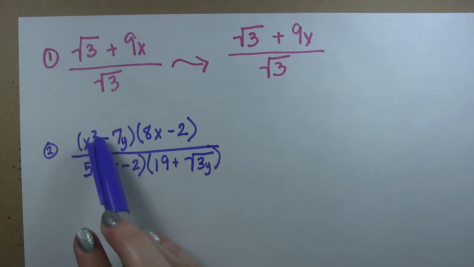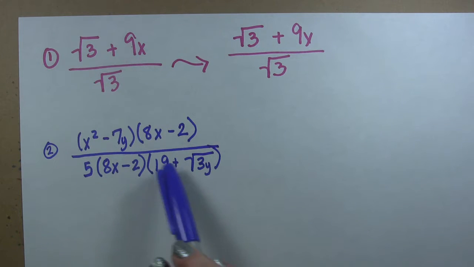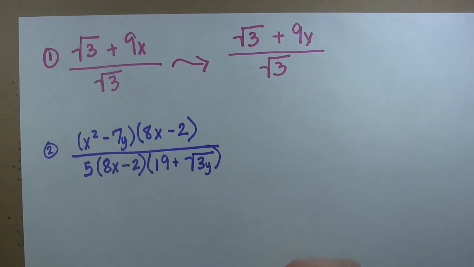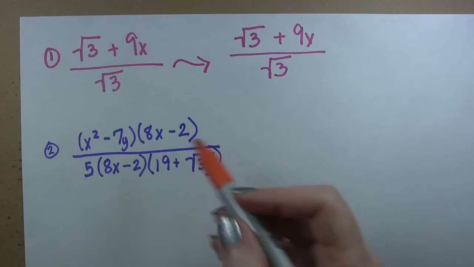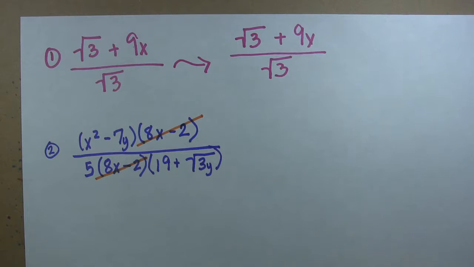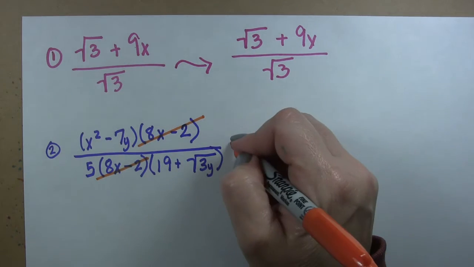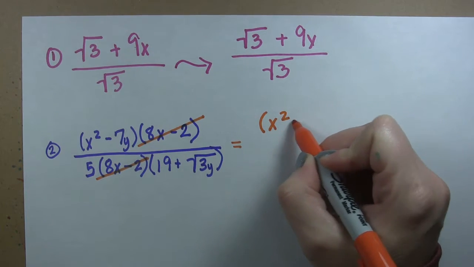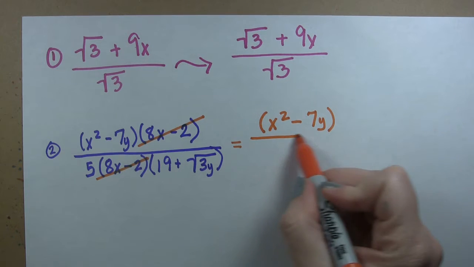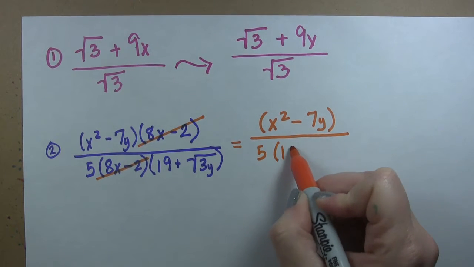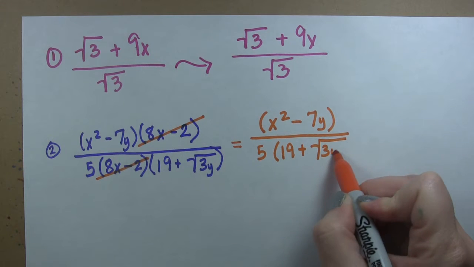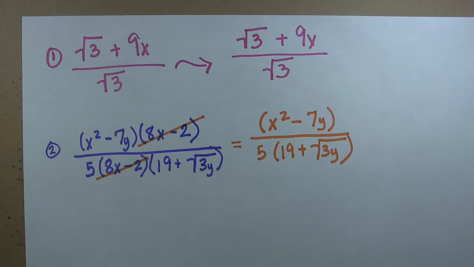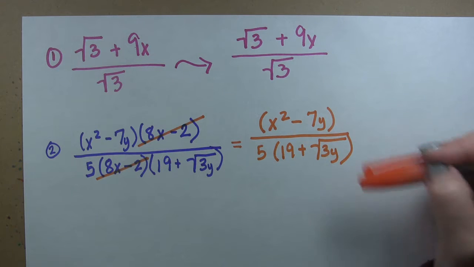Well, you will notice that we have packets of happiness, right? Each one of these little packets is being multiplied together. And it's called a packet of happiness because it makes us happy, because we can cross things off, and so our equation gets much smaller with very little effort on our part. So now we're left on the top with x squared minus 7y over 5 times 19 plus the square root of 3y. Now we are done because we don't have anything that matches on the top and the bottom.